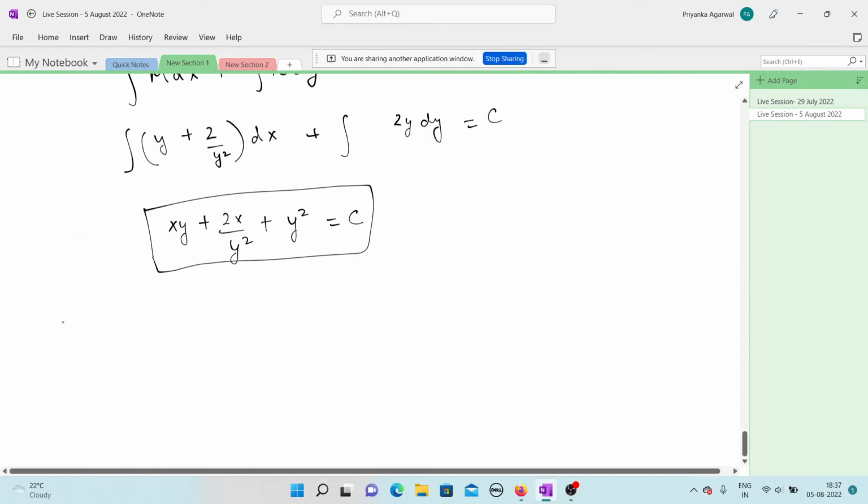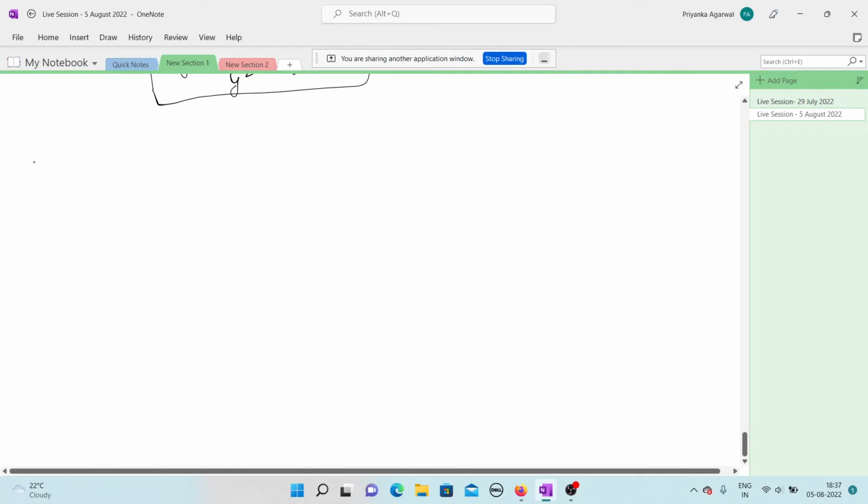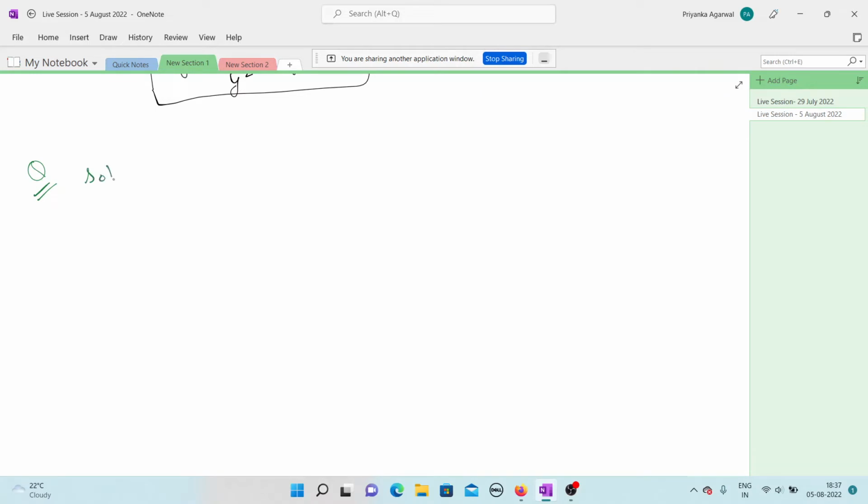Okay, so now let's solve another problem. Solve the initial value problem, which is y dash plus y tan x equals sin 2x. And the initial condition given is that y at x equals 0 is 1. Okay. How do we go about it?